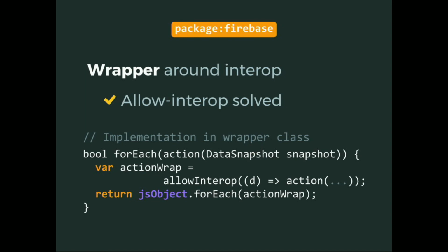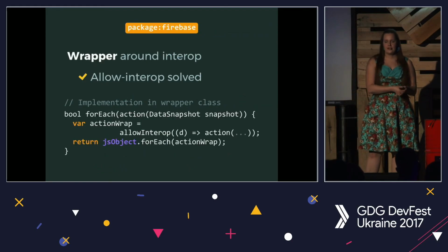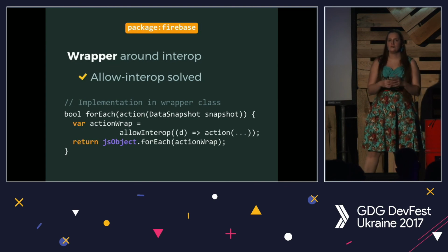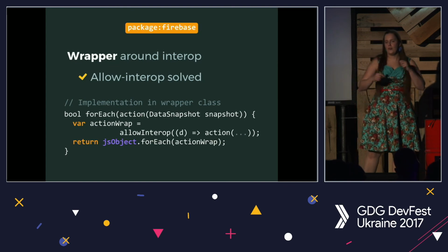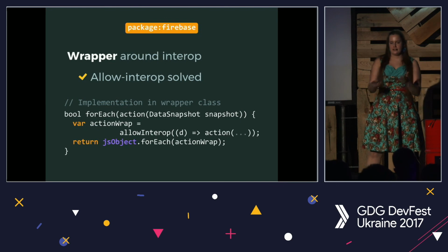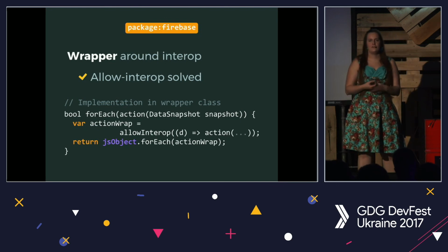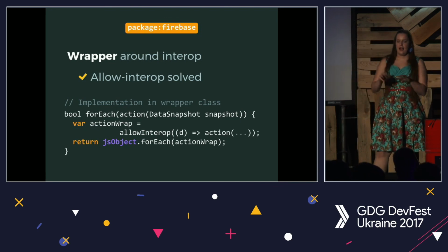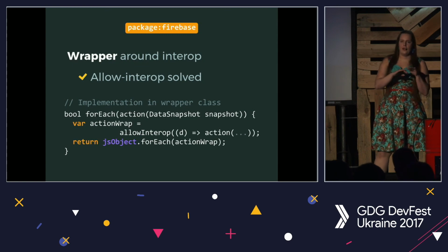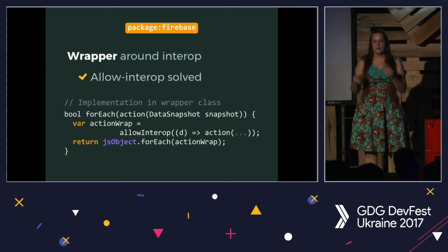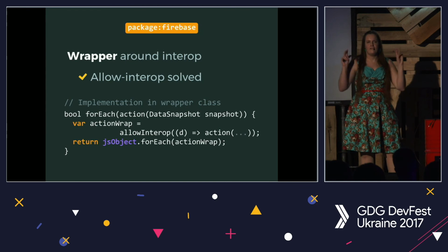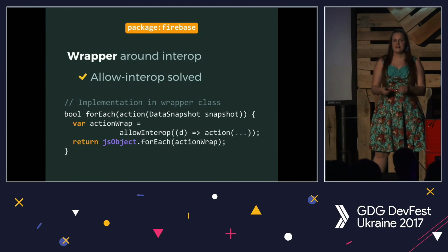Nice. Another thing: if you want to pass a Dart function to JavaScript, you have to wrap it with allowInterop, because they are not compatible. I did this for you in the library, so you don't have to do that. You can use any Dart function, and it's allowInterop'd for you. Again, here is a sample from the library where I'm calling allowInterop on some function, and then this wrapped function is passed as a parameter to the JS object for each method.